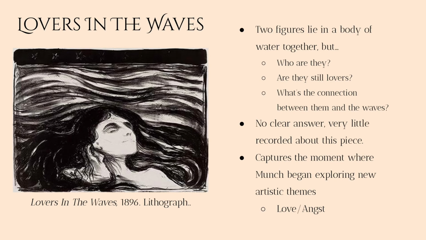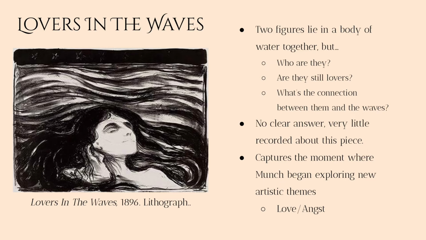Completed in the same year as Cézanne's piece, Lovers in the Waves by Edvard Munch is a hand-painted lithograph that presents two people floating together in a body of water. It is easy to miss with just a quick glance, but the second figure is seen with his face being directed towards the woman's, as if he is embracing her. This piece creates many questions as one looks at it. Who are these people?